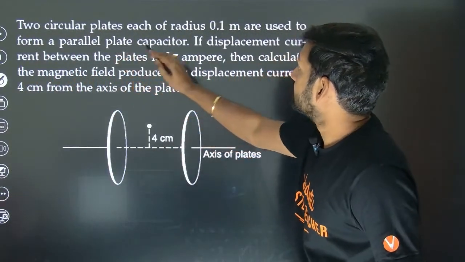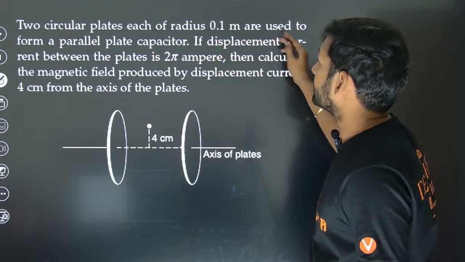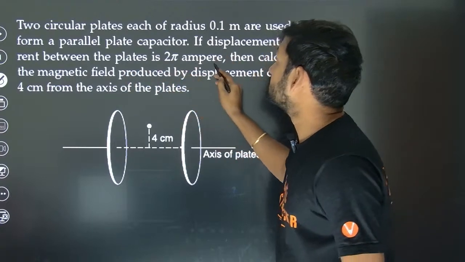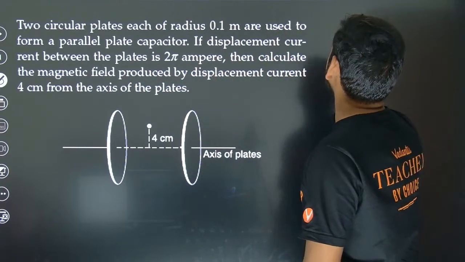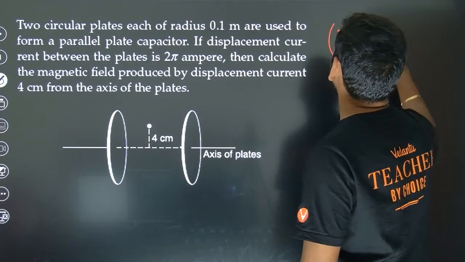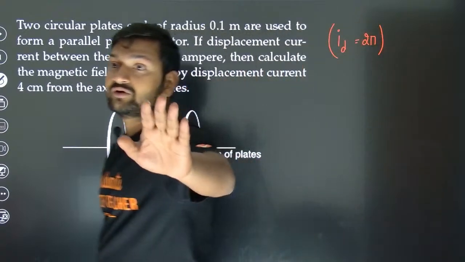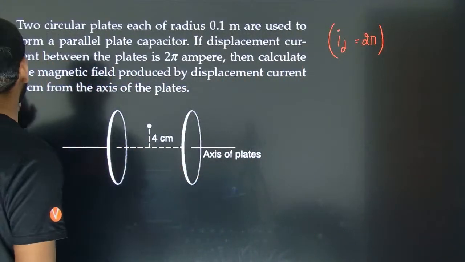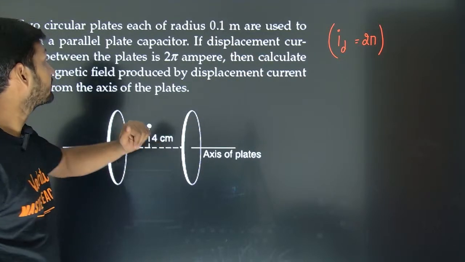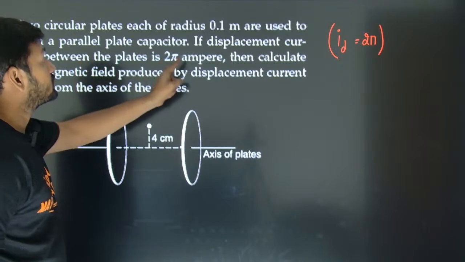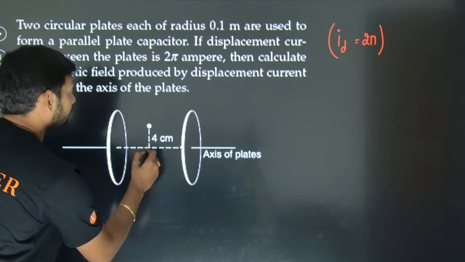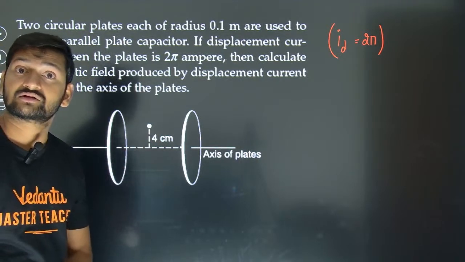So look, two circular plates each of radius 0.1 meter are used to form a parallel plate capacitor. If the displacement current between the plates is 2 pi ampere, they directly gave the displacement current. The total displacement current is given, and I said to you these are the kind of questions I am expecting, and you won't find these kind of models in regular books. Then calculate the magnetic field produced by the displacement current at 4 centimeters.